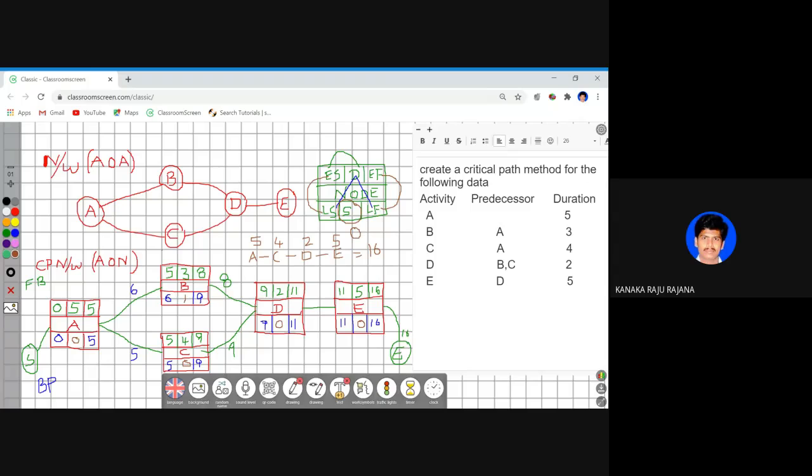Any more doubts in this? Is this clear? Okay. Use your chat box and message me.